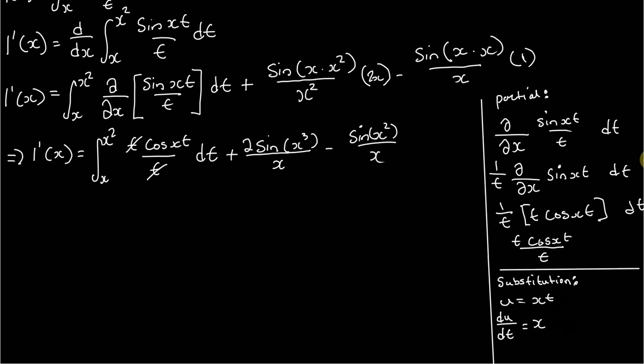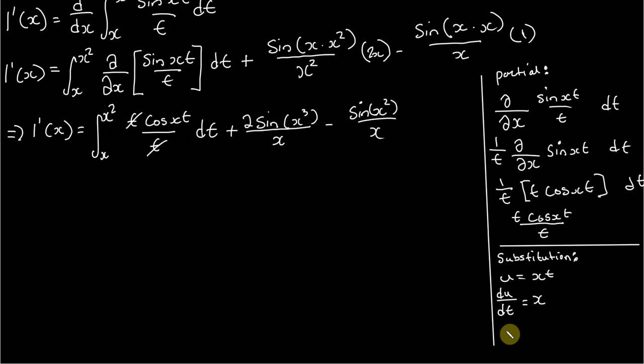We multiply, I'll just scroll down a little bit more, we multiply by dt. Yeah, du equals x dt. Divide by x, you're going to get 1 over x du equals dt. We substitute this in for our dt.